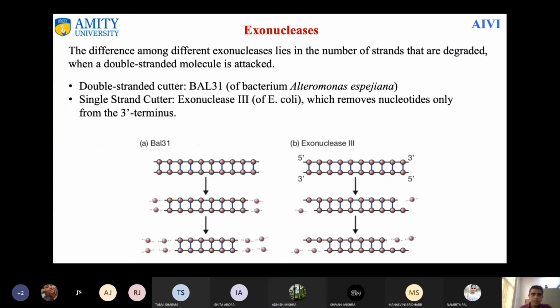And then we classified them on the basis of how they act, which phosphodiester bond they are going to break. If they are working at the ends, we call them exonuclease, and within, we call them endonuclease. Here are some examples: Bal31, exonuclease 3. And within the exonucleases, we also talked about at which end they are producing the cut: at both ends, or only at one end, that is the 5' or the 3'.